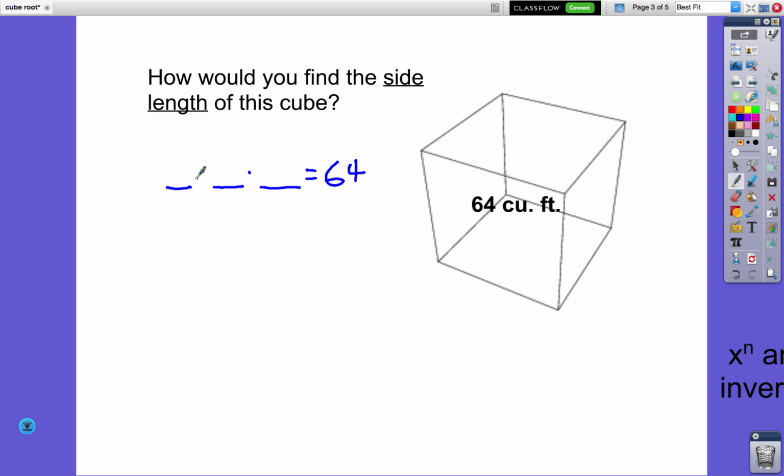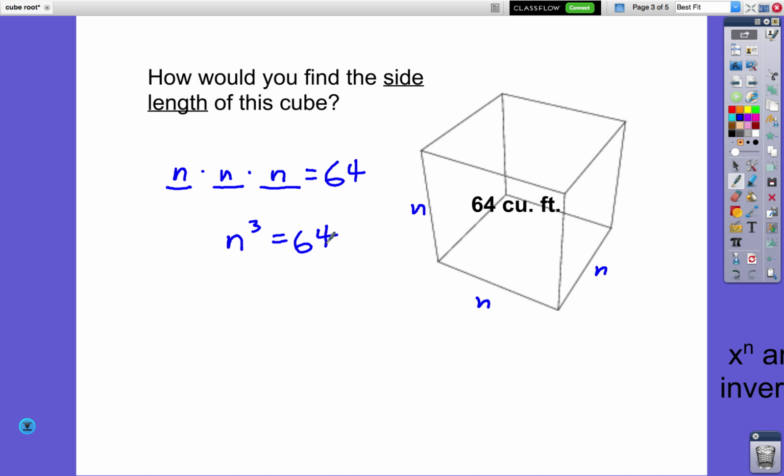Okay, so in this case we have some unknown. Now in this case though, also we're talking about a cube, so whatever the side lengths are on all three sides, they're all the same, so let's call them n. So really this problem becomes n times n times n equals 64, or n cubed is 64.